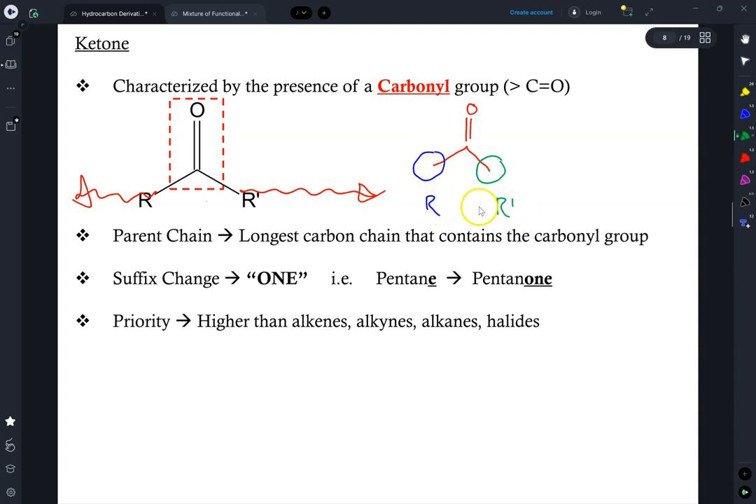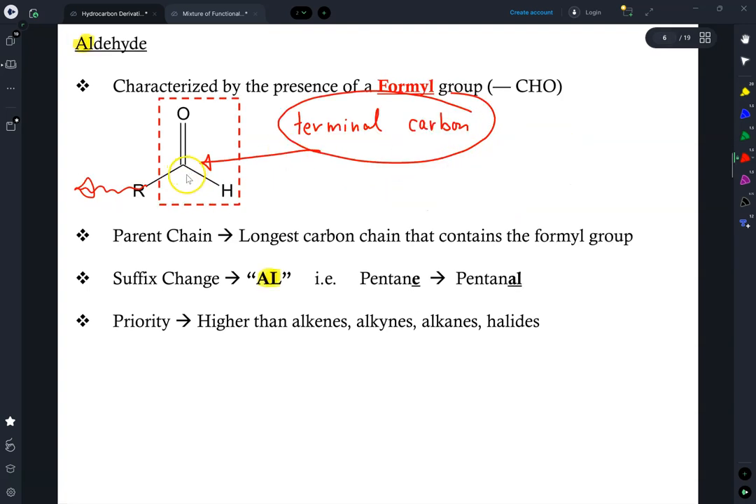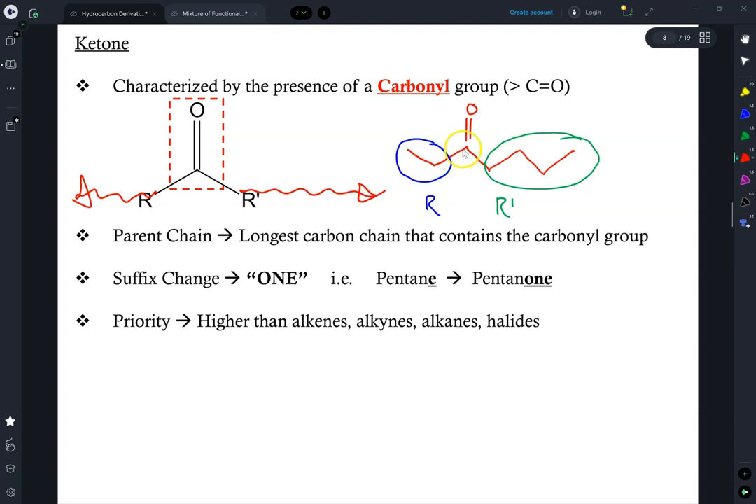So R and R prime could be the same thing, in which case it's just 1 carbon, 1 carbon. Or they could be different with R having 2 carbons here in this example, and R prime having 1, 2, 3, 4 carbons in this example. The important thing is that the C double bond O carbonyl group must be in the center of the hydrocarbon and not at the end point or terminal carbon, in which case you would call it a formyl group and it's an aldehyde. While if it's in the middle, it is a carbonyl group. Again, the suffix change is pretty straightforward.